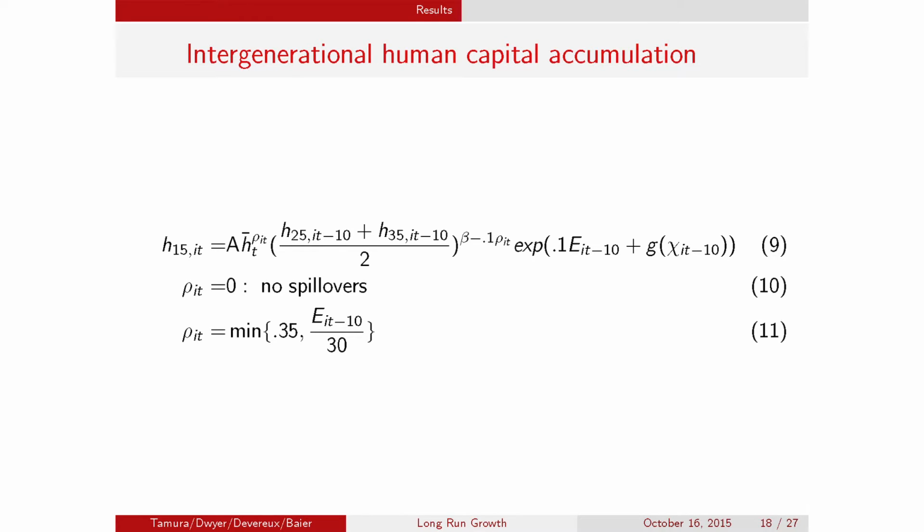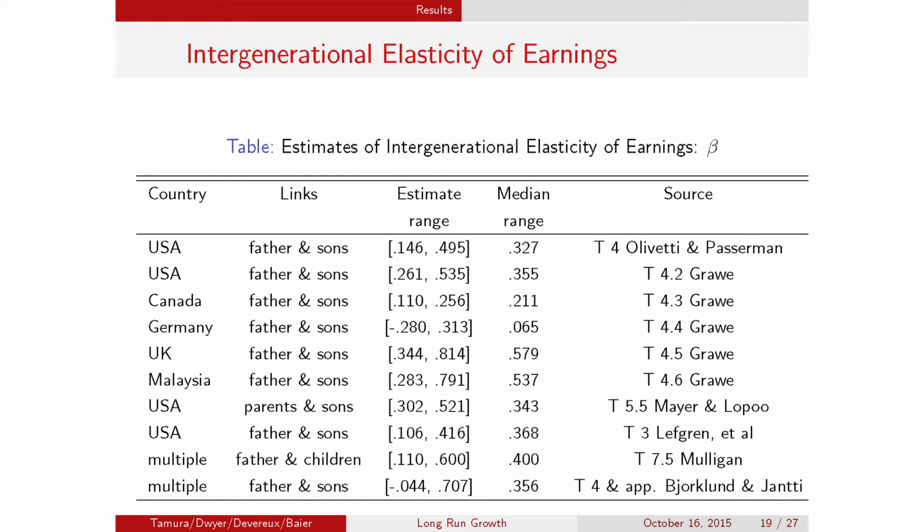So what we did next was basically we had to figure out, well, what's the contribution from parents to the human capital accumulation? So what is the intergenerational elasticity of human capital? And so the paper describes a whole range of these father-sons intergenerational elasticities.